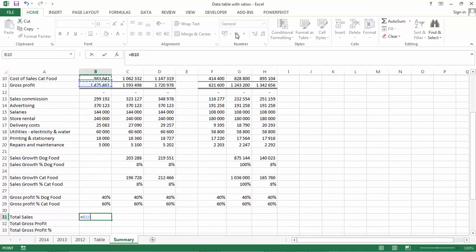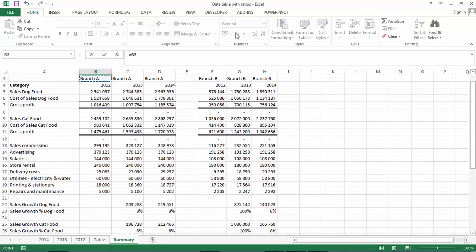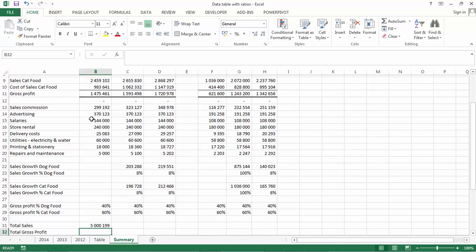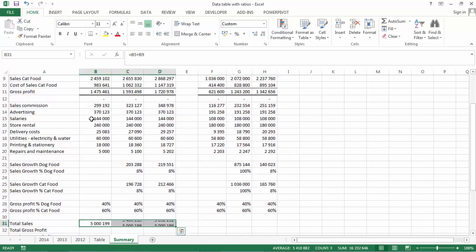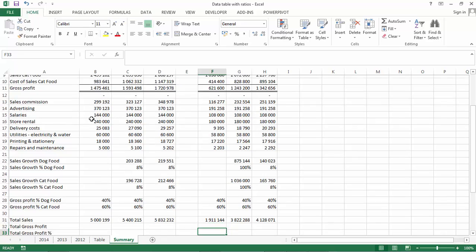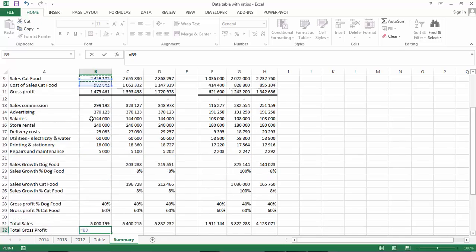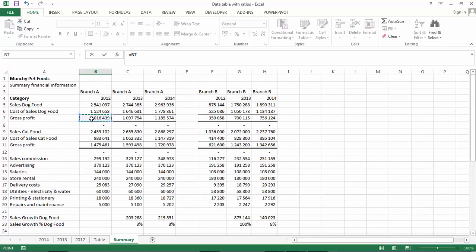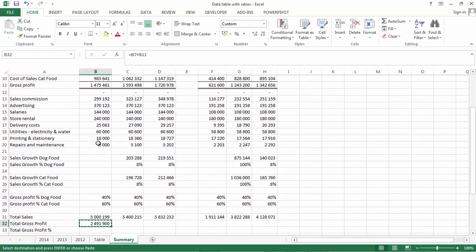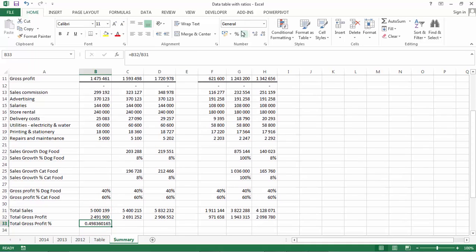Very important is to work out totals in a financial model. So we need total sales, which we haven't actually worked out anywhere else at this point. There's total sales for both branches. Total gross profit, so that's the gross profit of both categories. Sales of dog food give us a gross profit and sales of cat food give us a gross profit. We want to know the total. Okay, and what's our gross profit percent? It'll be total gross profit divided by total sales. Change that to percent.